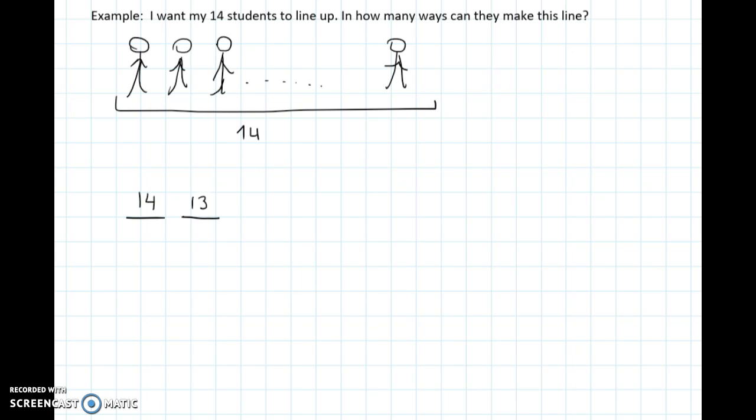So we're going to have 13 options for the second one, and then 12, and this keeps going like this until the last one, the one that is left, and there is only one option for that. Notice that this is actually an application of the multiplication principle. The first event can happen in 14 ways, the second in 13 ways, the third in 12 ways, and so on.